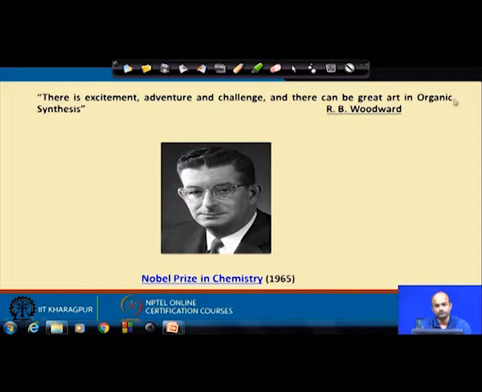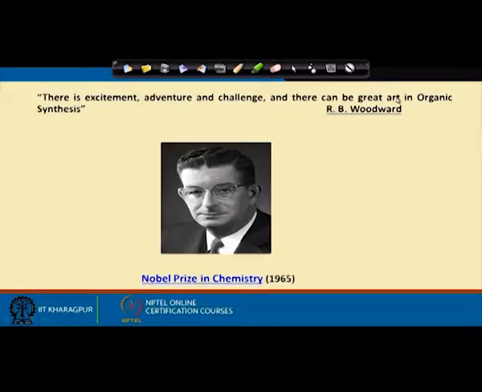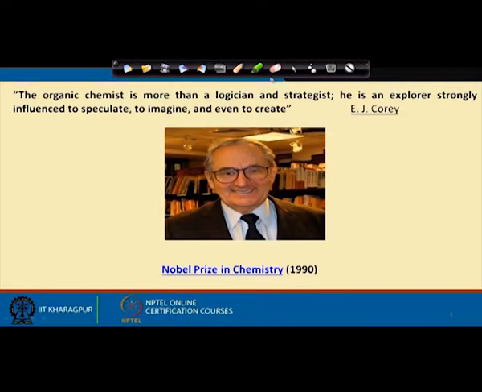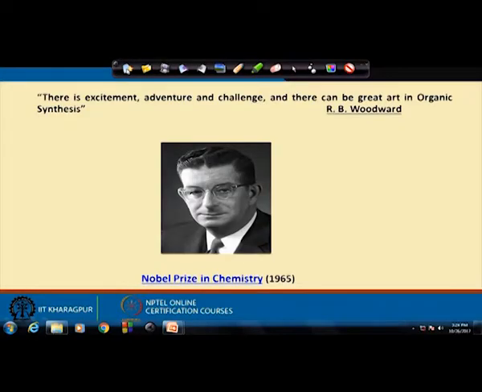Professor Woodward once said, there is excitement, adventure and challenge, and there can be great art in organic synthesis. Particularly, I will emphasize this terminology, which is art. Organic synthesis is basically trying to accumulate different kinds of artistic viewpoints when an organic molecule is given to you, and that could be a very pleasing exercise.